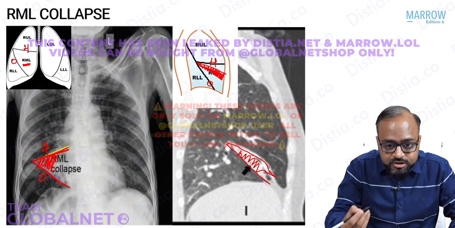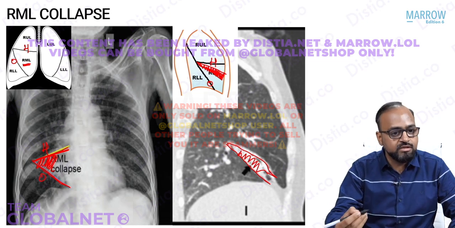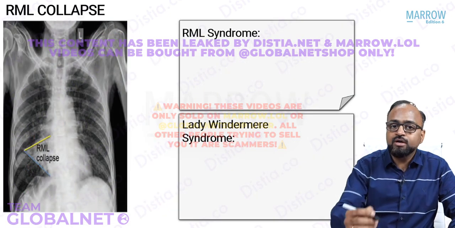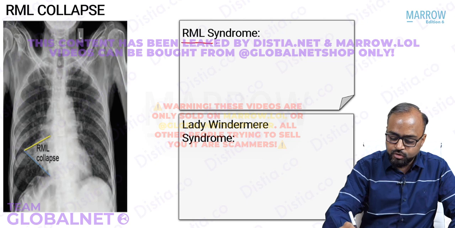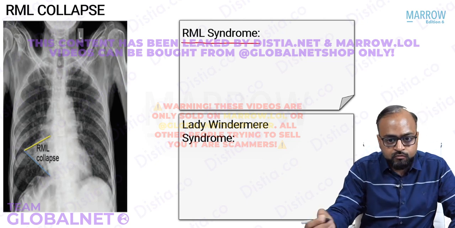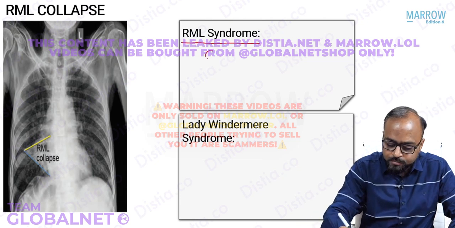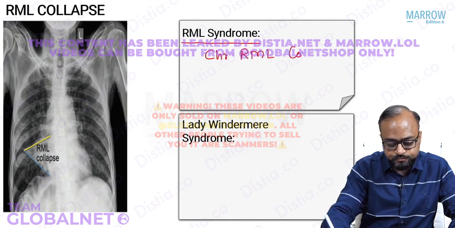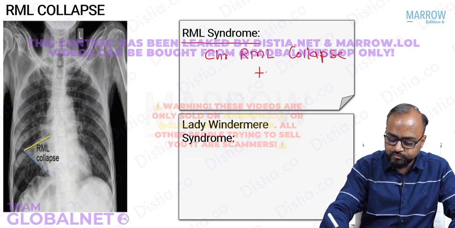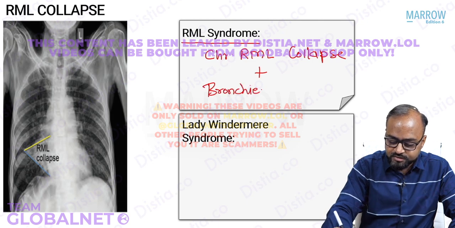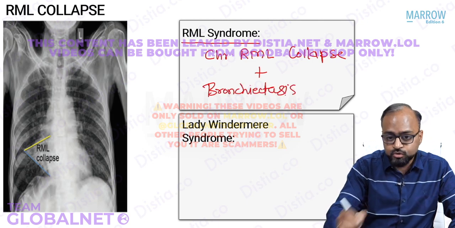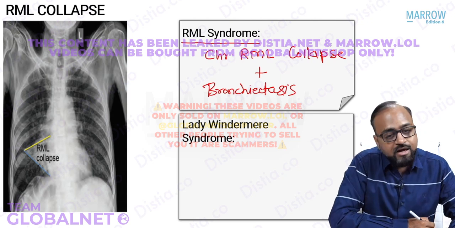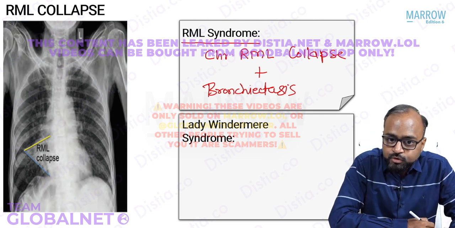Now, there are certain associations which are seen with right middle lobe collapse, and one such association I want you to know is called right middle lobe syndrome. What is right middle lobe syndrome? It is a combination of chronic right middle lobe collapse along with a finding of bronchiectasis. So, chronic right middle lobe collapse along with bronchiectasis is called right middle lobe syndrome.